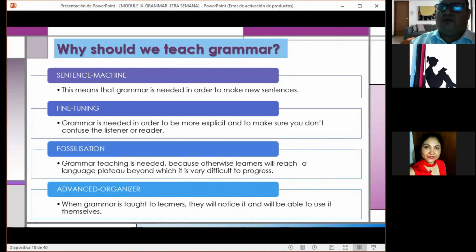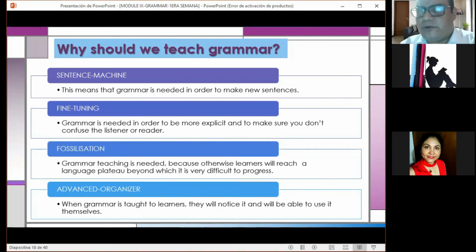Another aspect, why should we teach grammar, is advanced organizer. When grammar is taught to learners, they will notice it and will be able to use it themselves. So students can say, oh yes, now I know how to use some structures. Now I can go to other structures and use them in different contexts. That's why it says it is like an advanced organizer.